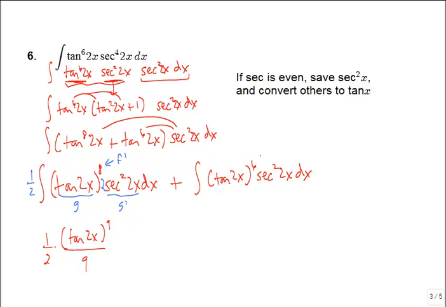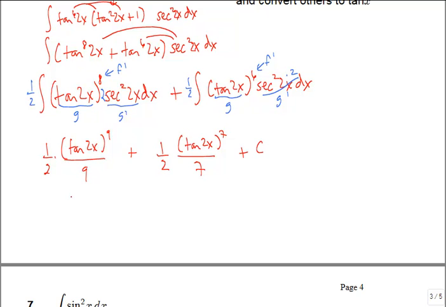Then we do it again over here. Here's your outer power, here's your g. The derivative of tangent 2x is secant squared 2x times 2. So we're missing a 2, put it in, counterbalance. And the integral of a 6th power is a 7th over 7. The 1/2 stays out front, and the tangent 2x stays the same inside. And then just cleaning up our fractions here, this is a 1/18th tangent to the 9th of 2x plus 1/14th tangent to the 7th of 2x plus c.